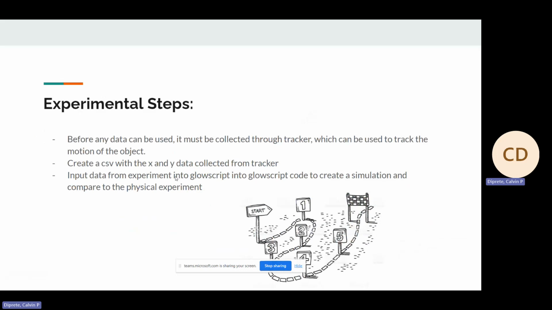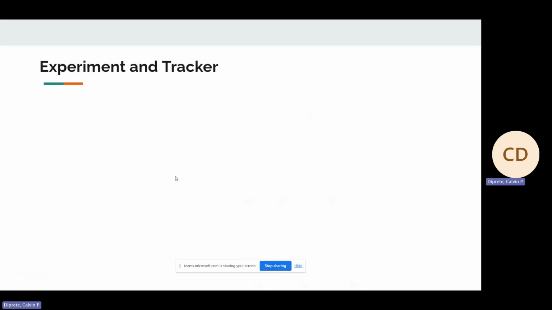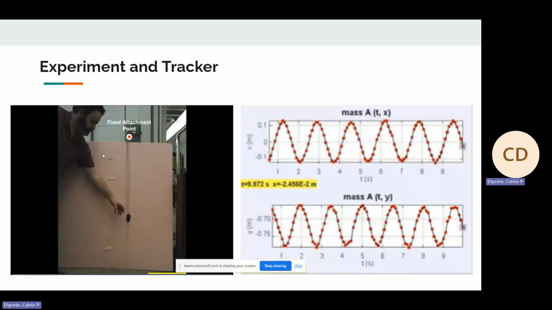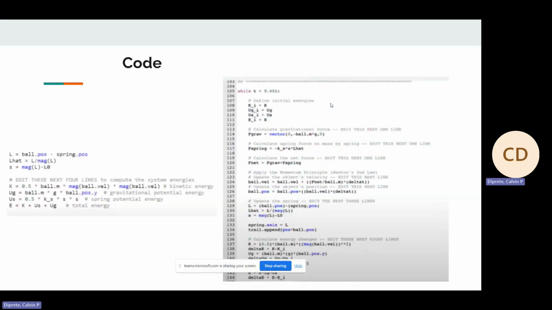For the steps of the experiment, before any data that we collected could be used, it had to be collected in the first place. The tracker, which is used to track the motion of an object, such as the one we did. And I had to create a CSV with the X and Y data collected from the tracker through Excel. And I had to input the data from the experiment into a GlowScript code to create a simulation and compare that to the physical experiment. This was the video that we all used, and this is the tracker data that came from it.